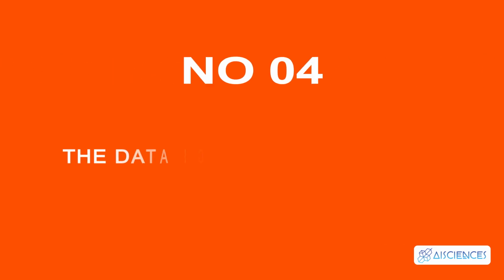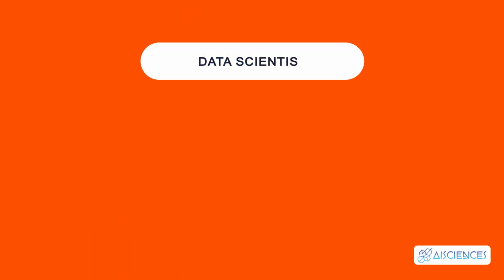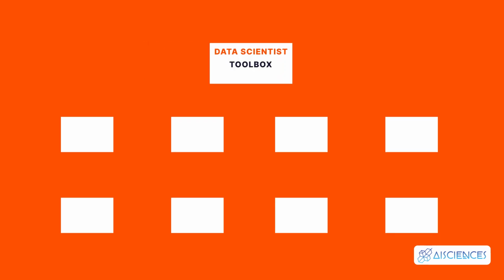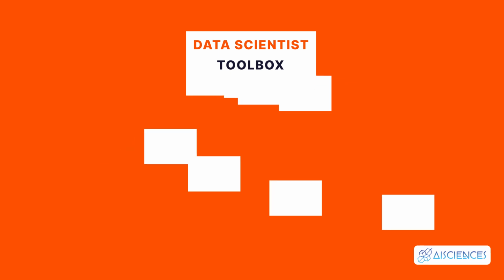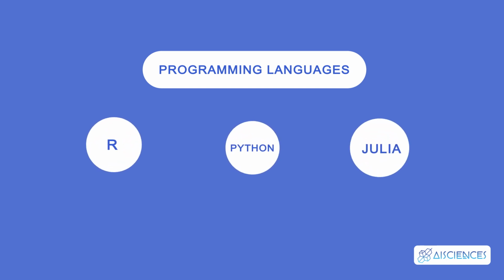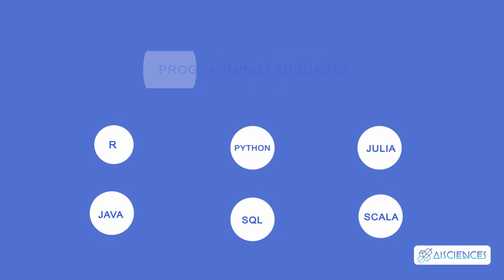Number 4. The Data Scientist's Toolbox. If you're serious about becoming a data scientist, you need to know about the typical tools inside a data scientist's proverbial toolbox. This is a quick overview of the essential tools in a data scientist's toolbox. Computer programming is a large chunk of a data scientist's everyday work. Therefore, you need to be skillful with programming languages such as R, Python, Julia, Java, SQL, and Scala. But you don't need to be an expert programmer in all these languages. It's sufficient to be proficient in Python or R.